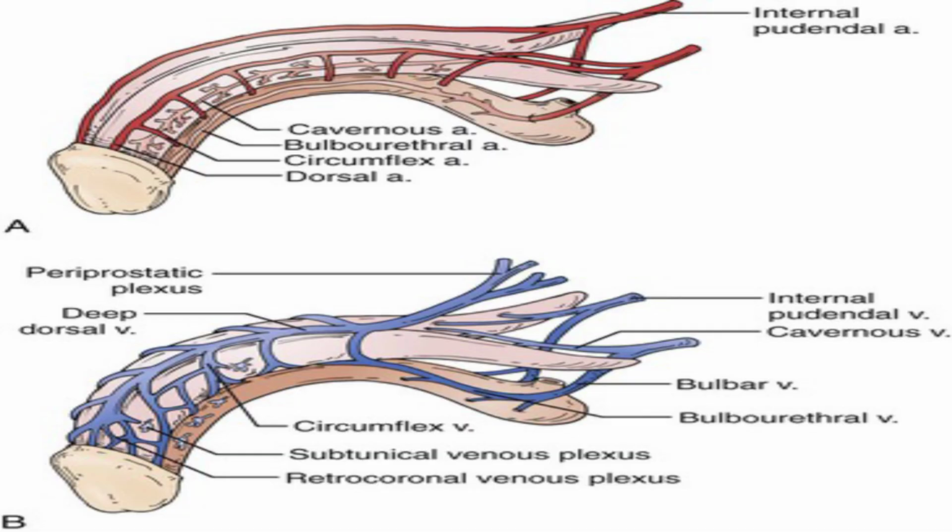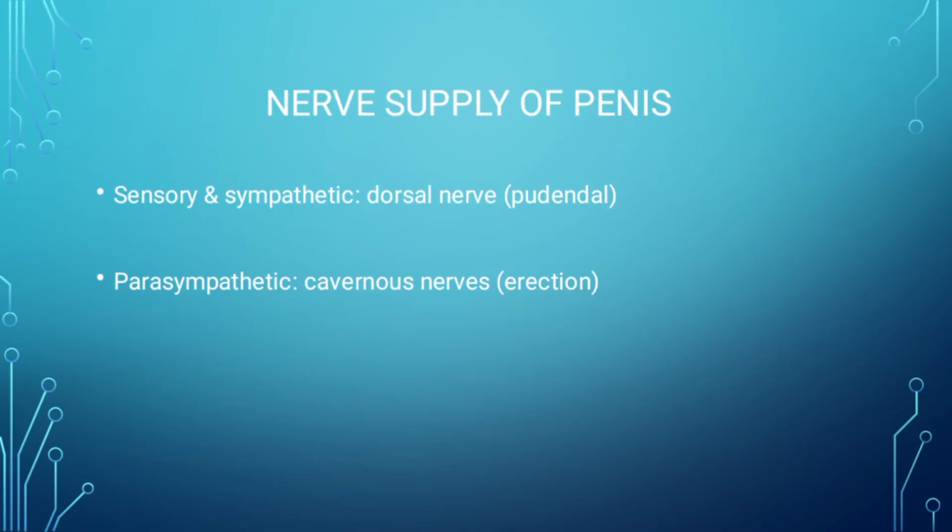As you can see in this picture, there are branches of the internal pudendal arteries supplying the penis, like the cavernosal artery, bulbourethral artery, circumflex artery and dorsal artery. And the picture below is showing the venous drainage of the penis, which happens through the deep dorsal vein into the prostatic plexus.